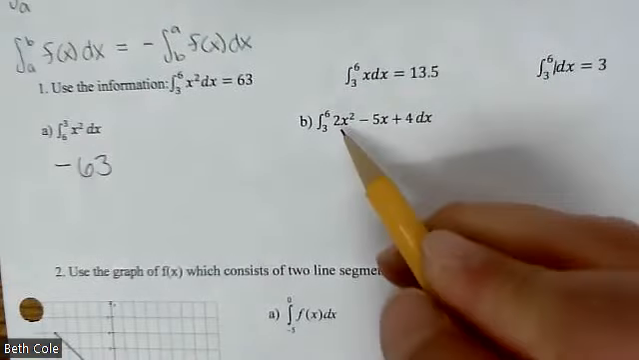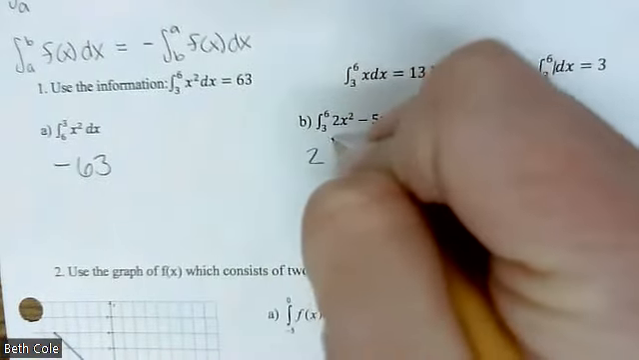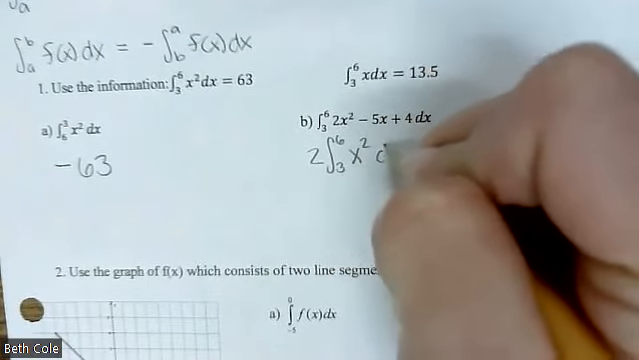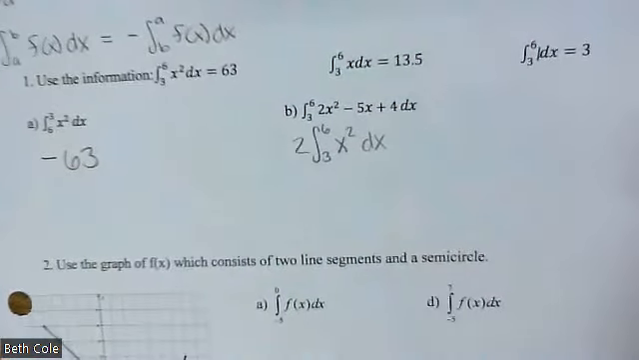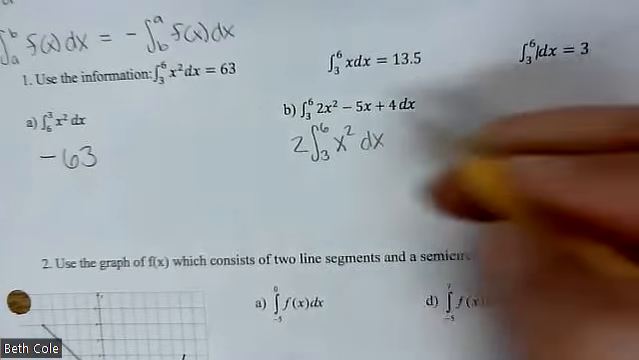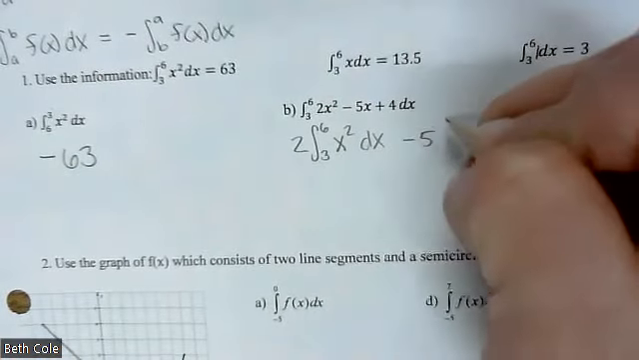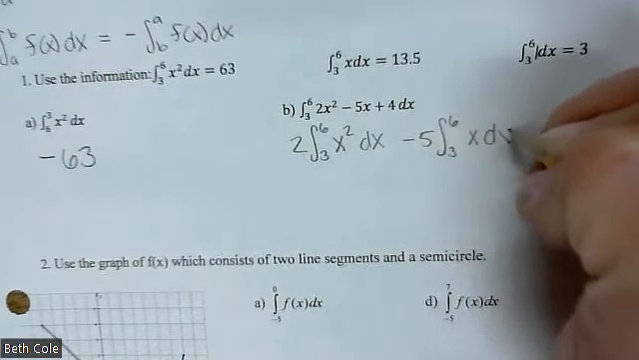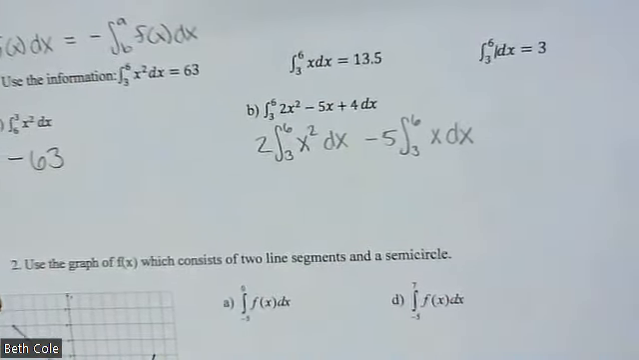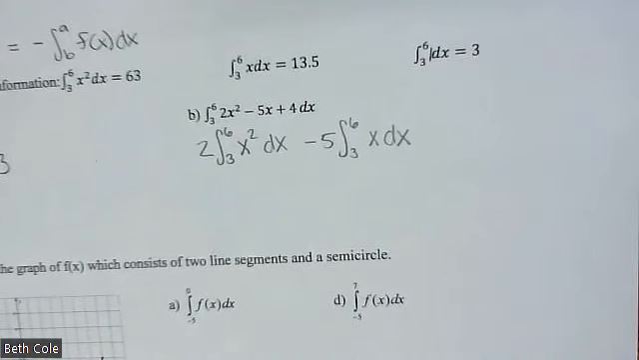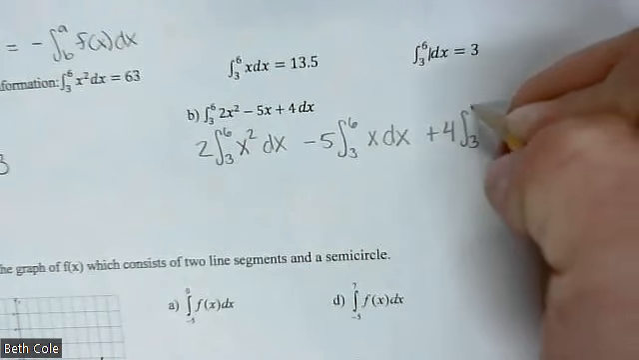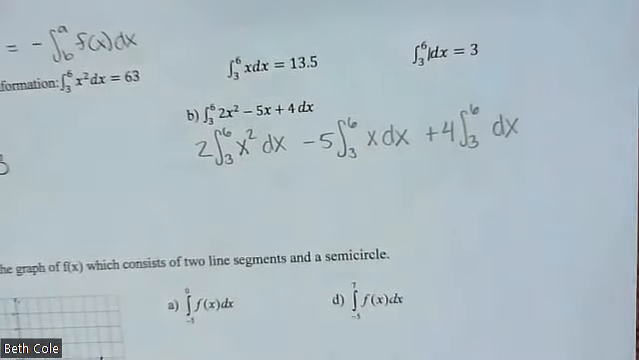But I can take this 2 and bring it out front. So I'm going to have 2 integral 3 to 6 x squared dx. And then we're going to do the second one. It'll be minus 5 integral from 3 to 6 just x dx. We're just breaking it into 3 like separate things here. Plus 4 integral 3 to 6 just dx.